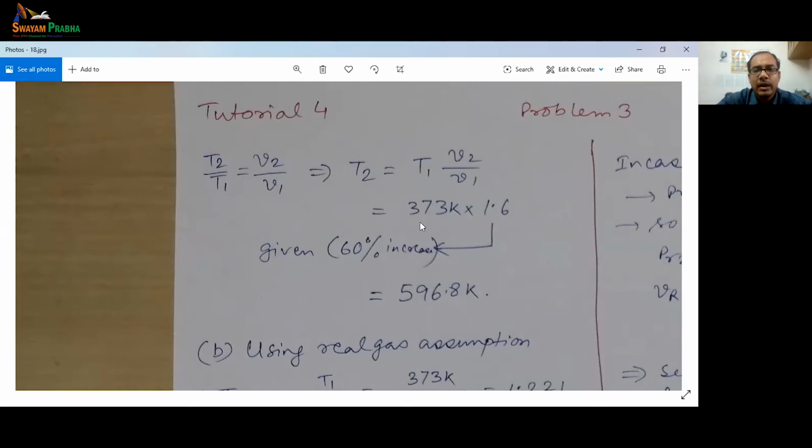So actually the volume ratio is given, V2 by V1 is given to be 1.6, right? It is given in terms of a 60% increase in volume. That means V2 is 1.6 times V1. Now T1 is given to be 373 Kelvin. So by doing this calculation, you can find the temperature at the final state will be 596.8 Kelvin. Okay, that's under the ideal gas assumption.